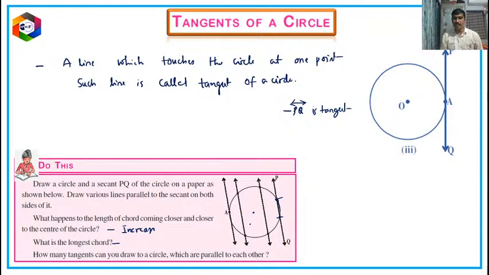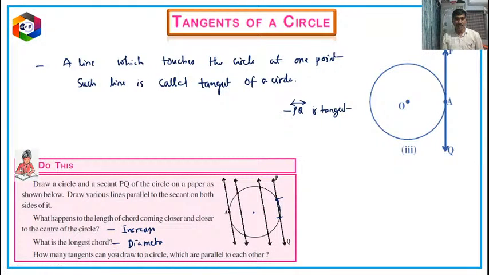A chord is nothing but the line segment joining two points on the circle. Whatever the line segment, that is called the chord only. So here the longest chord is the diameter itself, which is passing through the center of the circle.